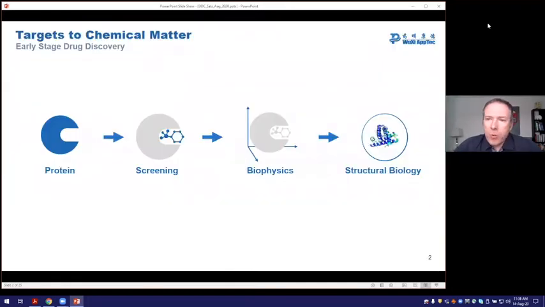So I'm part of a WuXi HITS team, and what we do is everything in the early part of the drug discovery world. So we produce proteins, we do screens, including DEL screens and fragment-based screens, biophysical follow-up work, and crystallography as well. So everything that's needed in order to find hits against a target, prove that the hits are real, and then enable a project team to proceed forward.